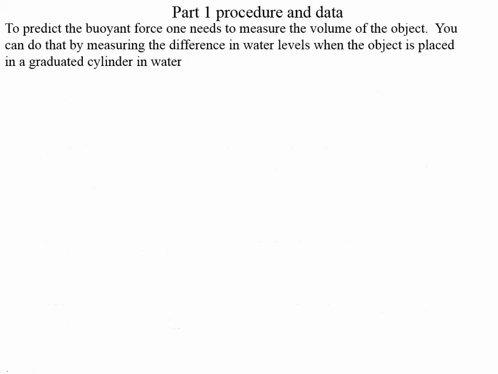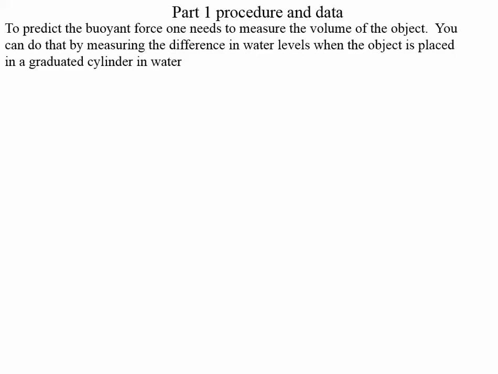Now, the lab today is to verify Archimedes' principle, and the prediction of Archimedes' principle can be done by measuring the volume of the object. When you know the volume of the object, you can predict the buoyant force on the object when it's submerged. One way to determine the volume of an object is to put it into some water and measure the difference in the volume in the water.